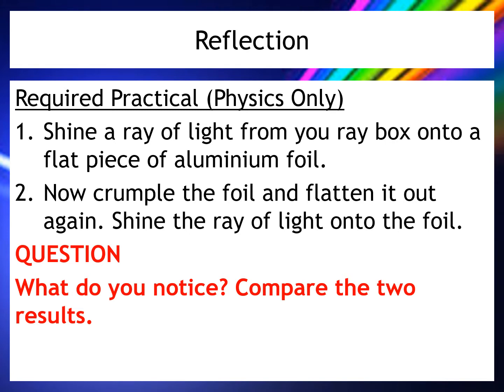The second reflection practical is a required practical for the physics paper only. And you would normally do the practical whether we're looking at combined science or triple science. You're required to shine a ray of light from your ray box onto a piece of flat aluminium foil and then onto a piece of crumpled aluminium foil. Or in fact, we could use any shiny surface. And what we're looking for here is the difference between the two results.